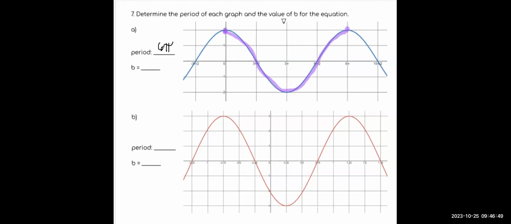Go ahead. Remember the formula. Good, Vanessa. 1/3. 2 pi divided by the period. 2 pi divided by 6 pi. And that equals 1/3. Yay. Not so bad, right?